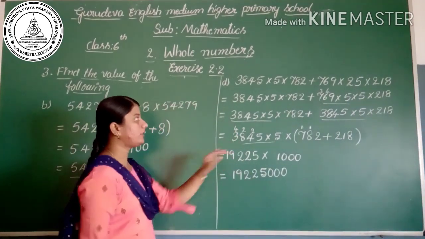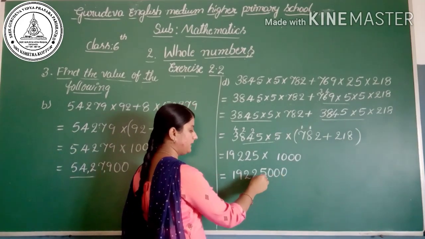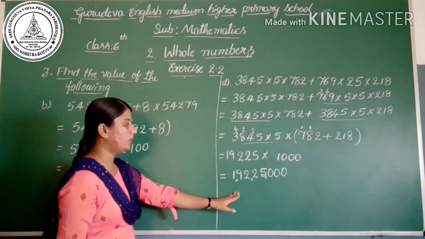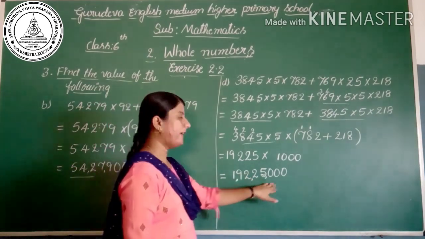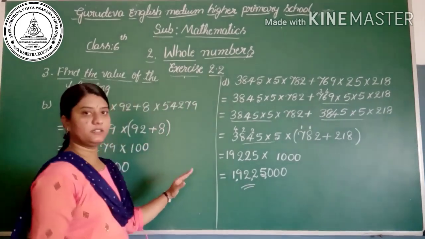Yes. What is the product of the given number? That is ones, tens, 100, thousand, 10,000, lakh, 10 lakh, crore. That is 1 crore 92 lakh 25,000. Okay. Is it clear? Yes.